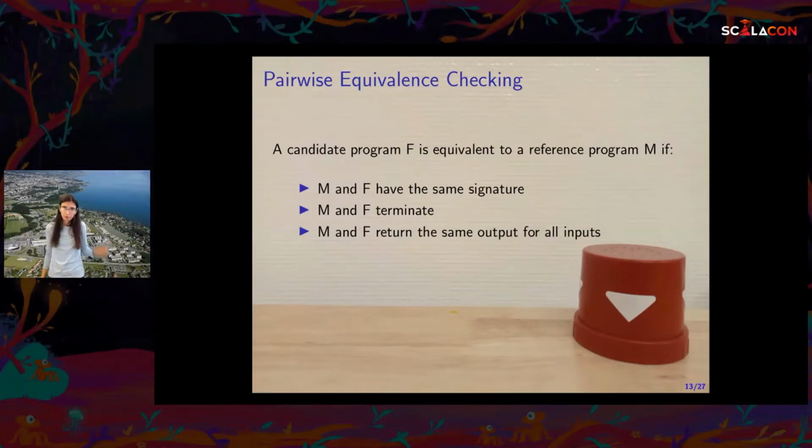Before I tell you how we do this, I should probably define it, because equivalence of functions is defined in various ways depending on who you ask. For me, programs are equivalent if they have the same signature, if they both terminate, and if for all inputs they return the same output. You can see here that we are not talking about side effects, prints or anything like this. Programs are just pure functions, and we are just looking at this input-output correspondence.